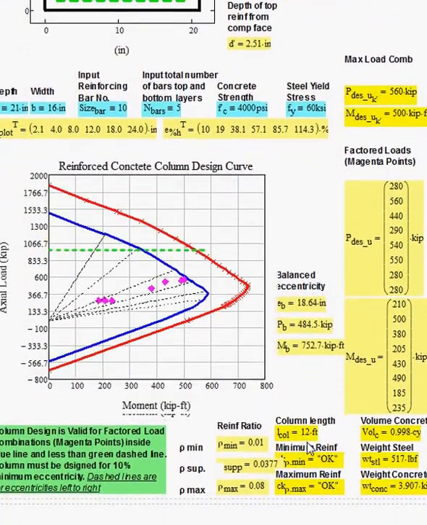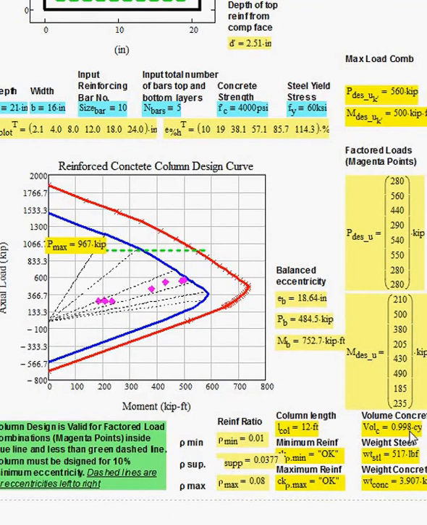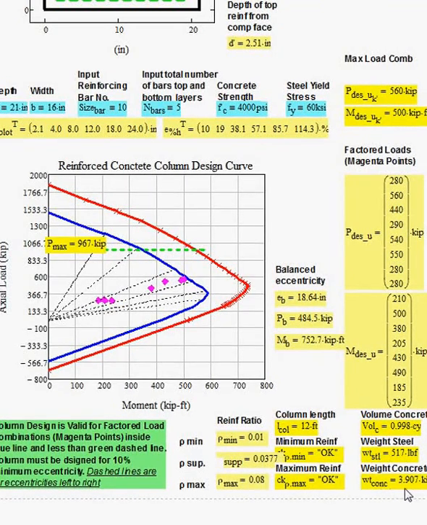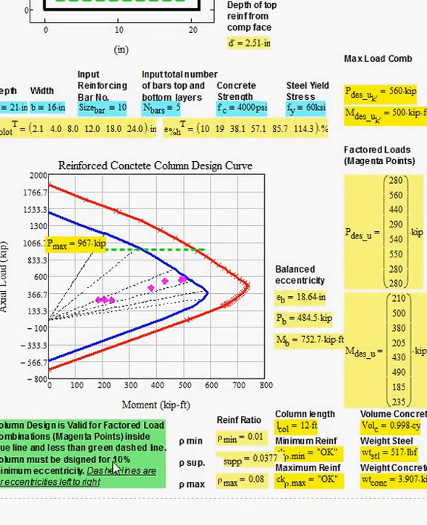In this case, we selected 12 feet, so it has almost about 1 cubic yard. The minimum reinforcing is okay. The maximum reinforcing is okay. The weight of the steel, 517 pounds. The weight of the concrete is 3.9 kips.